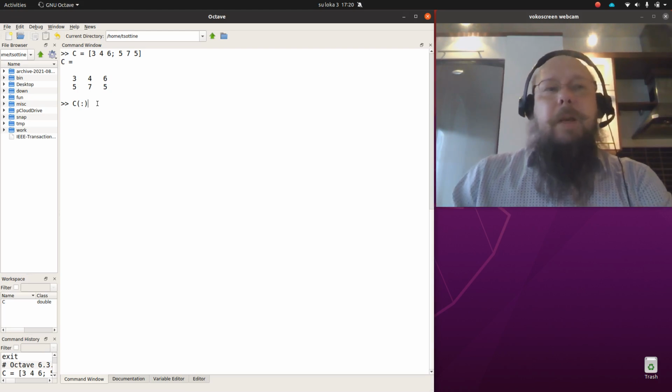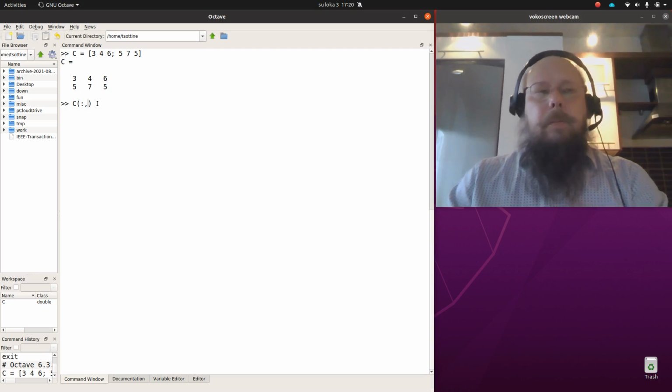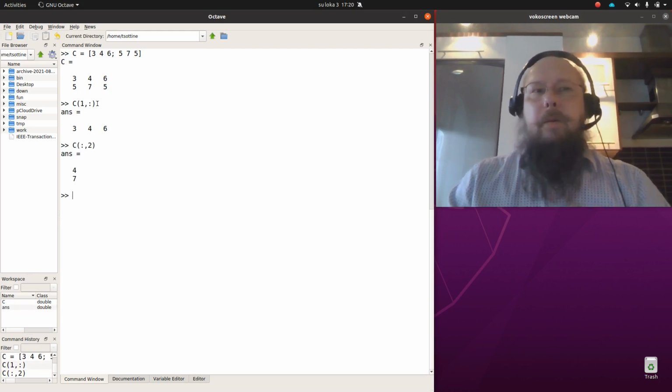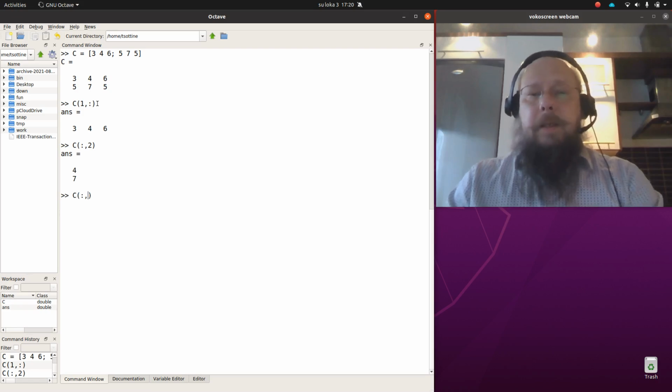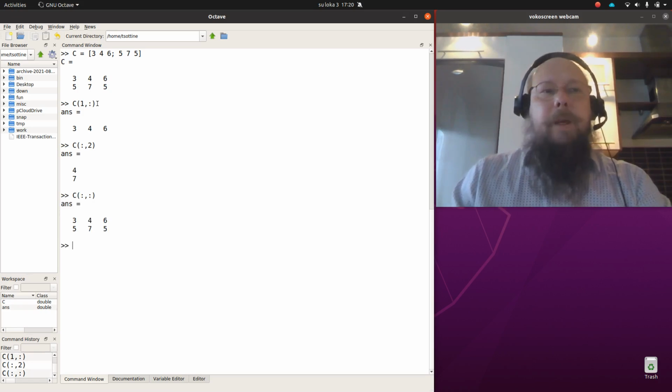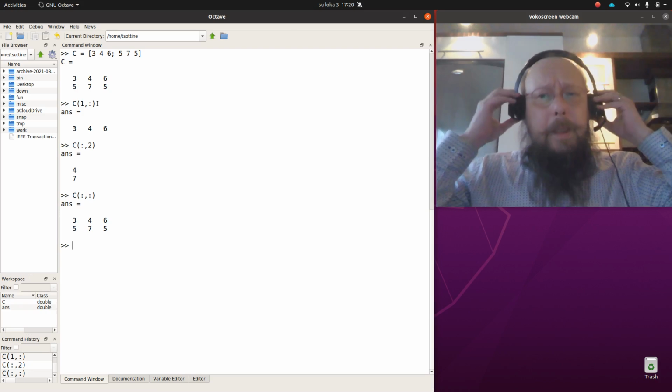So let's see what happens if I call C with just one column. These kind of things we have seen. So this fixes the first row, and this fixes the second column, and so on. We have seen this already. Then you might ask, what is this? So now both rows and columns run free. Well, obviously this is the original matrix. Nothing happens here.